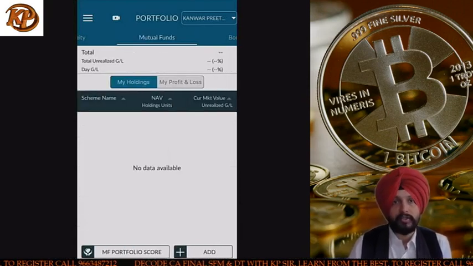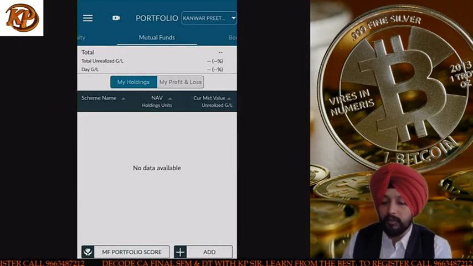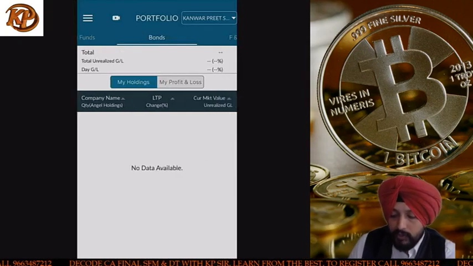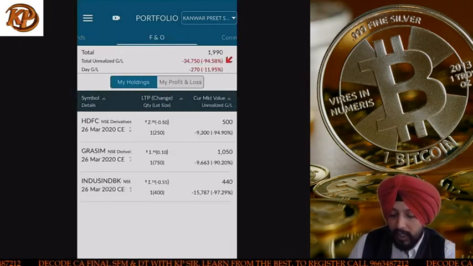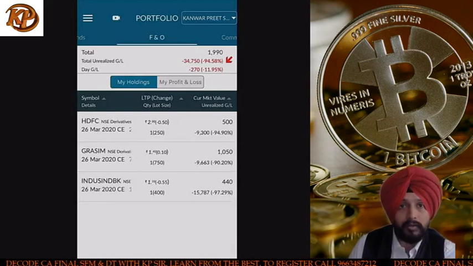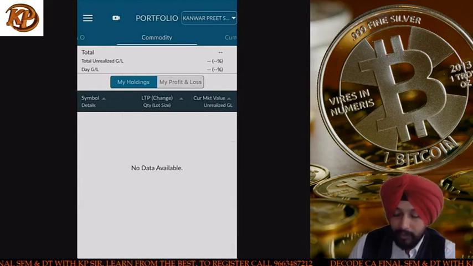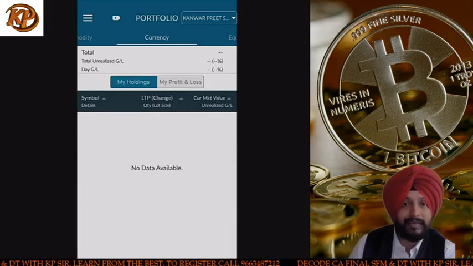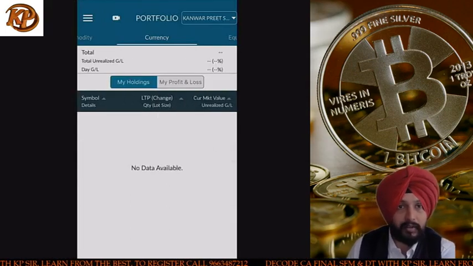These are the mutual funds. If you have any mutual funds, that also you can find here. Then you have bonds, investments. If you have done any F&O trading, that will also come here. Right now all my positions are running in losses. And if you are dealing in commodities, currency, all these details you can find here.